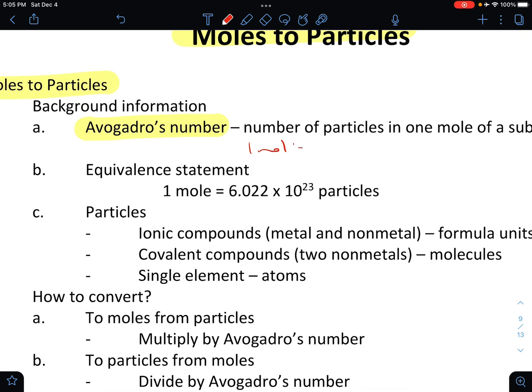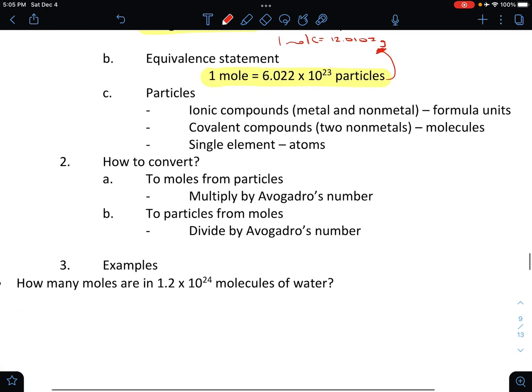We know that 1 mole of, let's say, carbon, just for randomness, has a mass of 12.0107 grams. But the other thing that it has, this equivalent statement that Avogadro came up with, is 6.022 times 10 to the 23rd particles. So there are that many atoms. Also, if I have 12 grams of carbon, I have 6.022 times 10 to the 23rd atoms of carbon, which is a lot. That's quite a few, so it's a hard number to fathom, but it makes sense because our particles are so small.